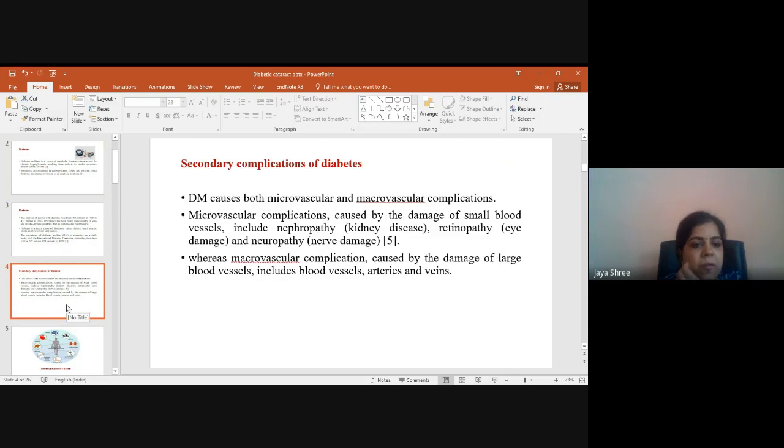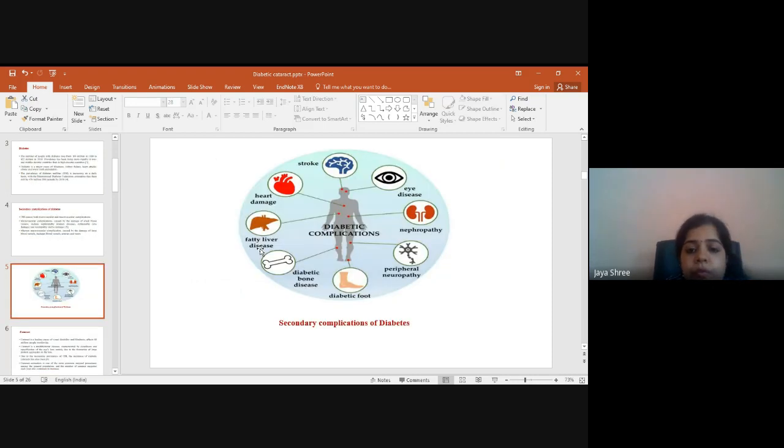So the secondary complications of diabetes are of two types: microvascular and macrovascular complications. Microvascular complications are damage of small blood vessels, like kidney disease, nephropathy, retinopathy, and neuropathy. Macrovascular complications mean damage to the large blood vessels, like the arteries and veins in the heart. So this is the figure.